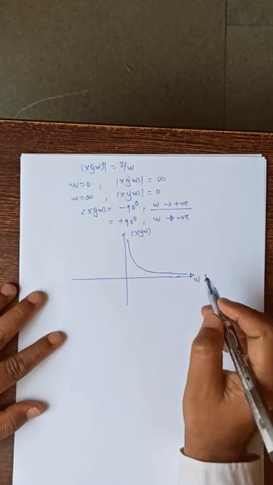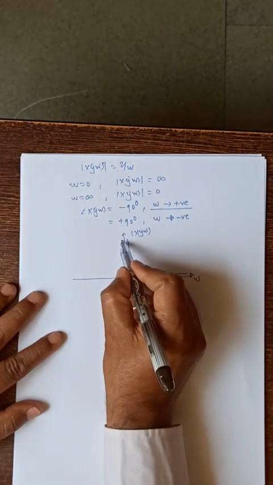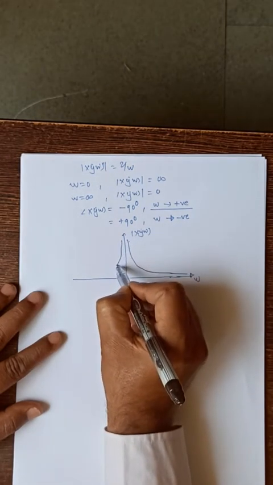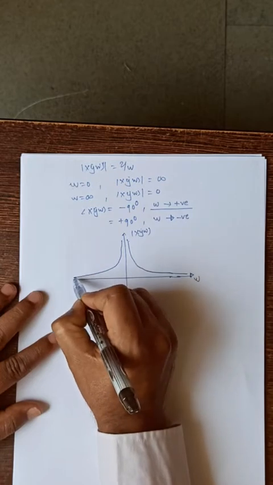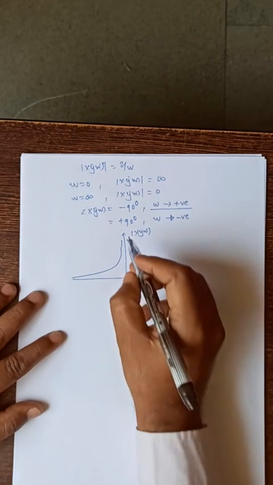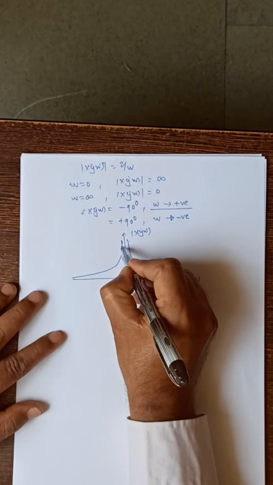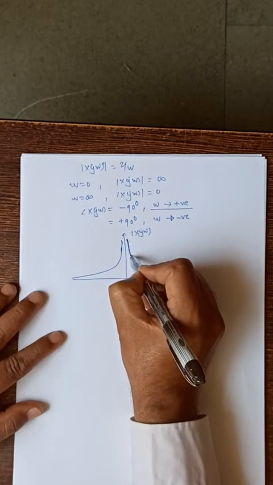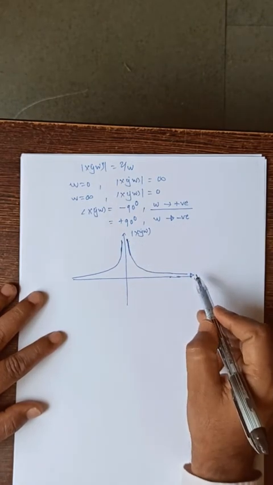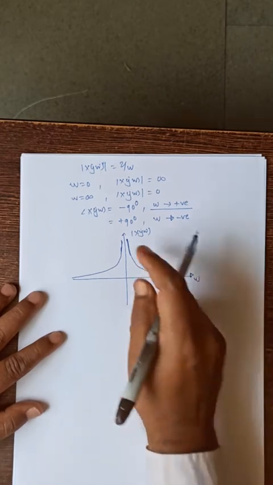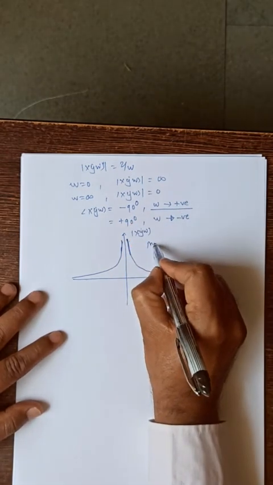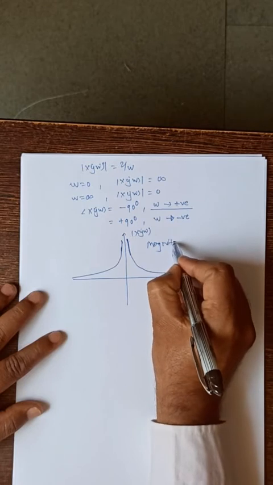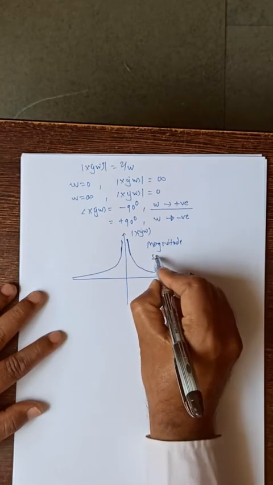So at infinity it will reach 0, and again to this side, the same thing, like this. So it is going towards infinity when omega is tending to 0. It is tending to 0 when omega is tending to infinity. So this is the magnitude spectrum.